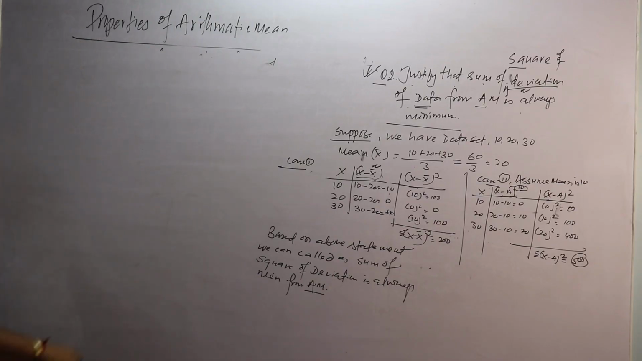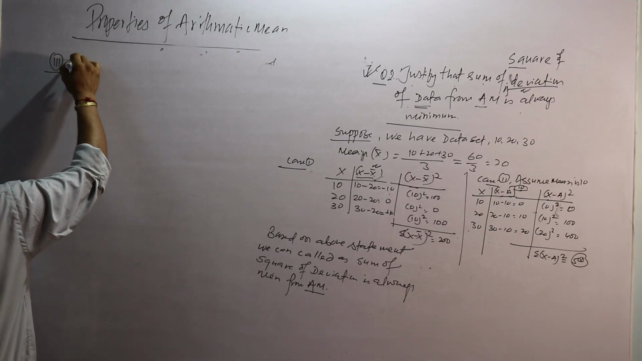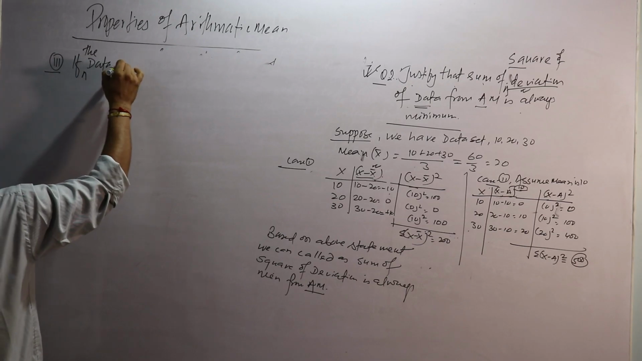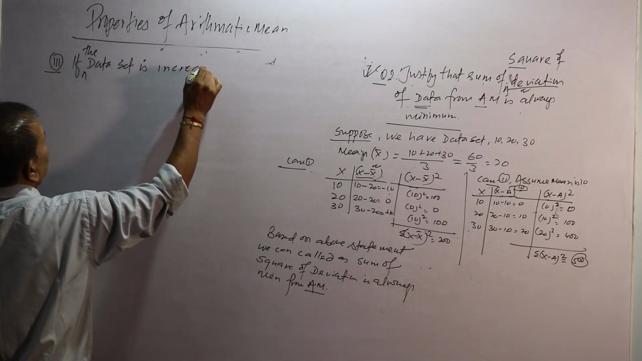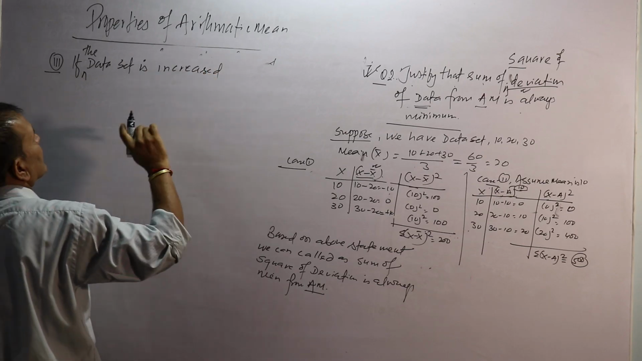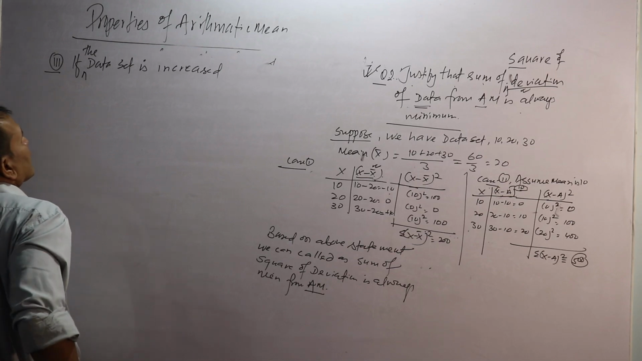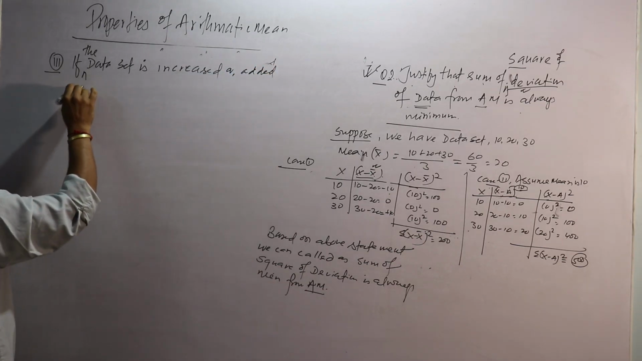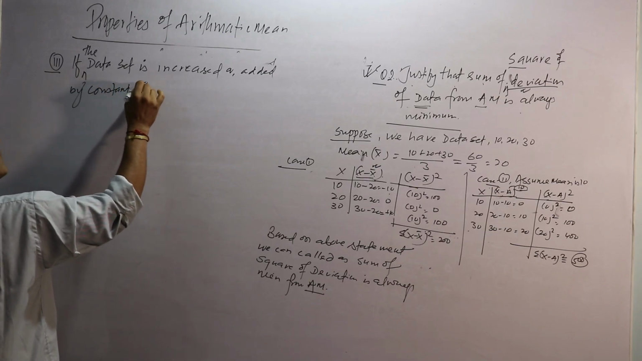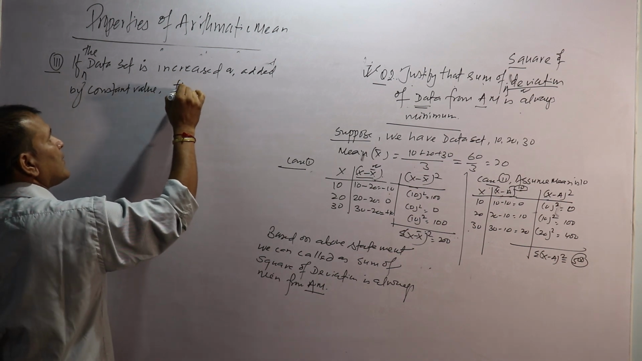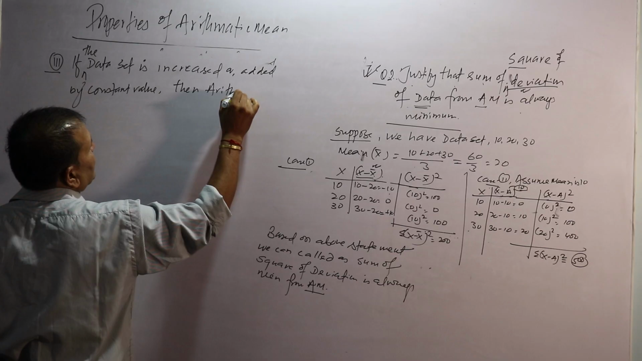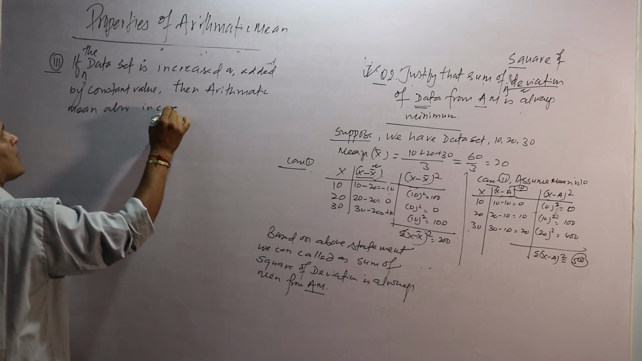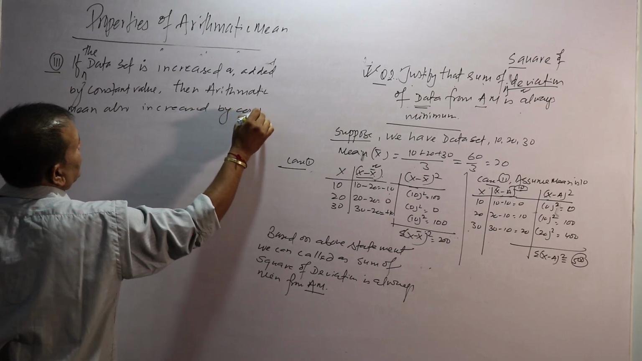What is feature number three? What are the properties of arithmetic mean? If the data set is increased or added by a constant value, then the arithmetic mean is also increased by a constant value.